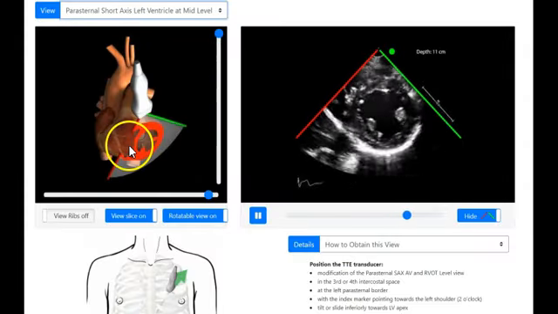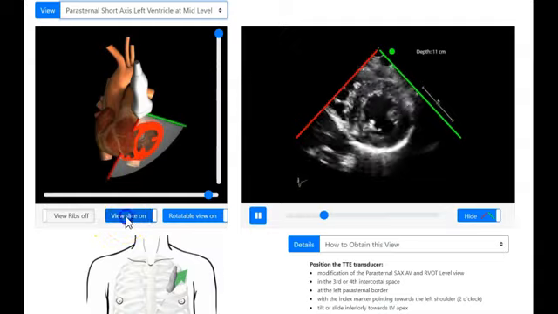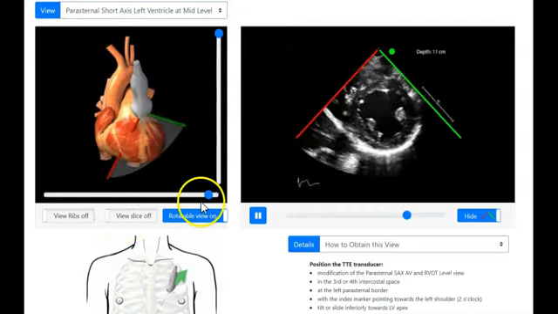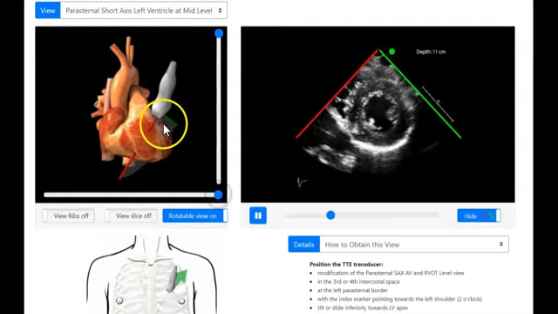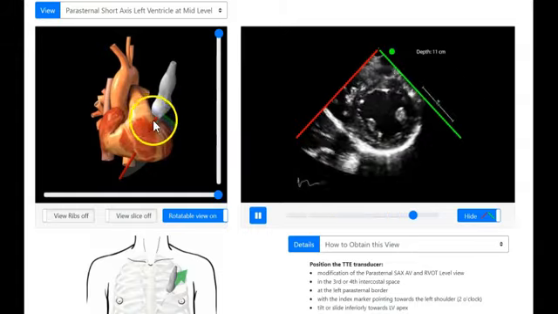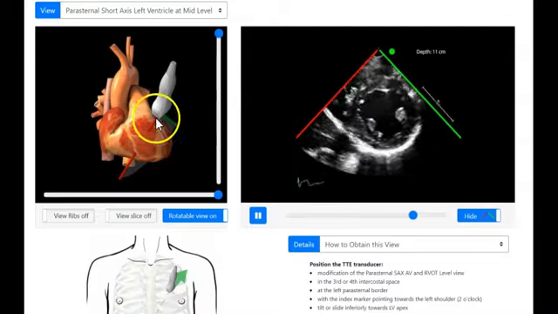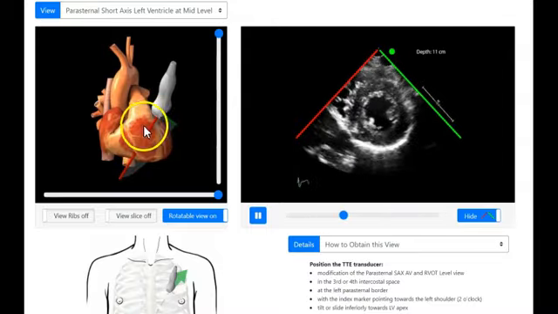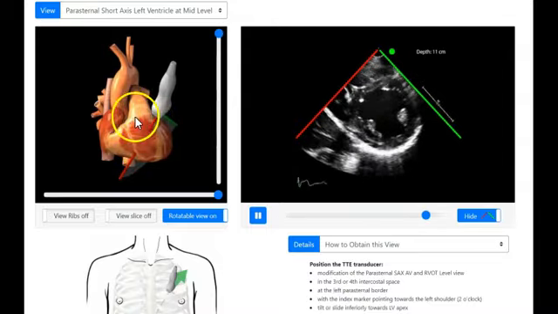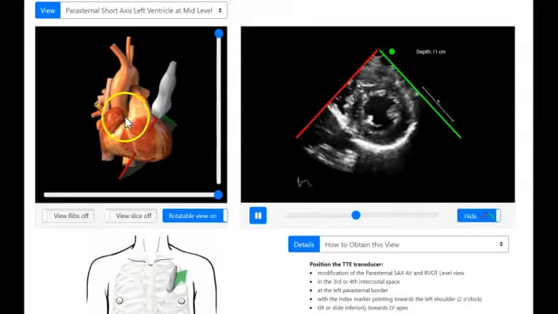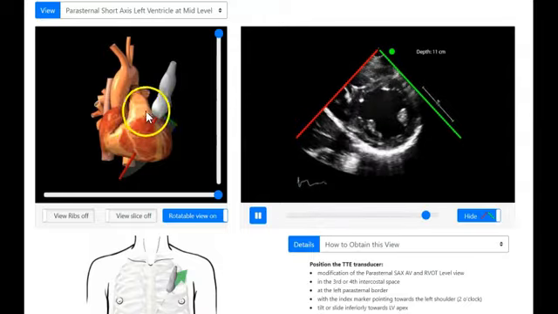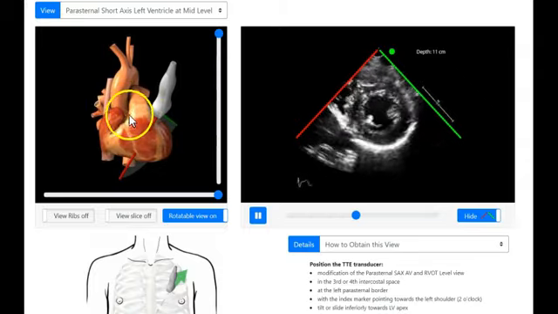And then if you look at the mid-level, we've just taken our probe and aimed slightly differently. Instead of looking tilted up a little bit, we're now kind of straight on, tilted down just a little bit, right at the papillary level. This is where the paps would be. The mitral valve would be right here. The aortic valve would be right through here. This is the pulmonary artery, but the aortic valve would be right underneath that there.